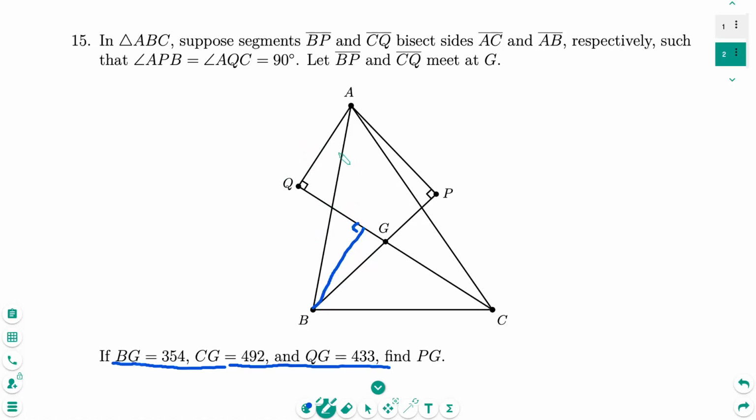It's just with congruence. Because this is a median, let's call this M, AM is equal to MB. And then we also have two right angles right here, and these angles are equal. So by AAS congruence, these two triangles are congruent, so this equals this. And that's helpful because we're given the length. We're given GQ. Knowing these lengths are equal helps us a lot, as we'll soon see.